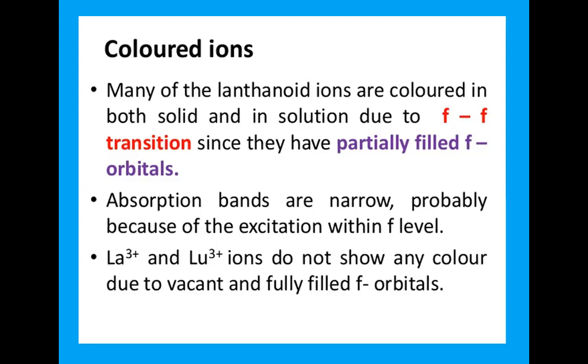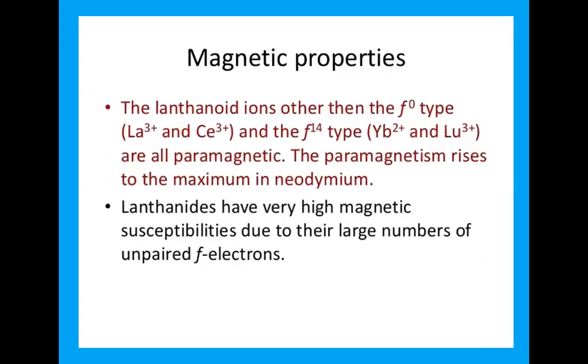But lanthanum +3 and lutetium +3 do not show color. Why? Lanthanum +3 means a vacant f orbital, and lutetium +3 means a fully filled f orbital. With either a vacant f orbital or a fully filled f orbital, there is no unpaired electron, and because of that these are colorless.